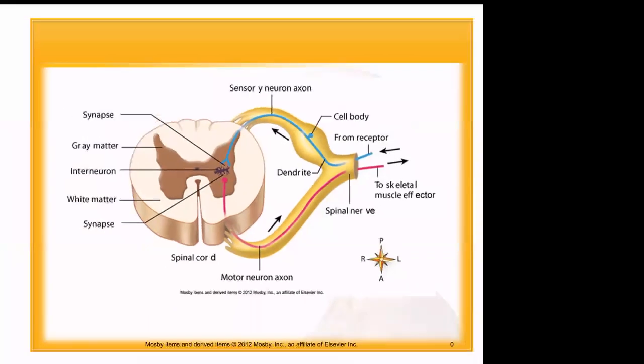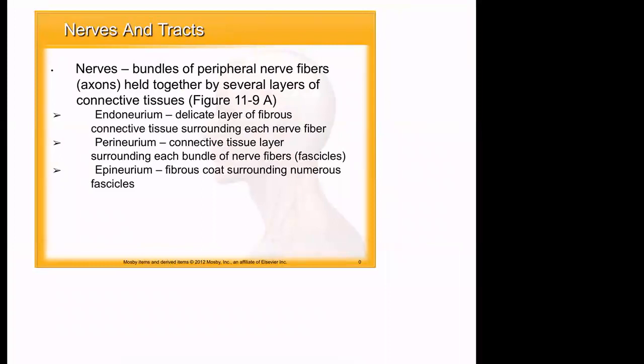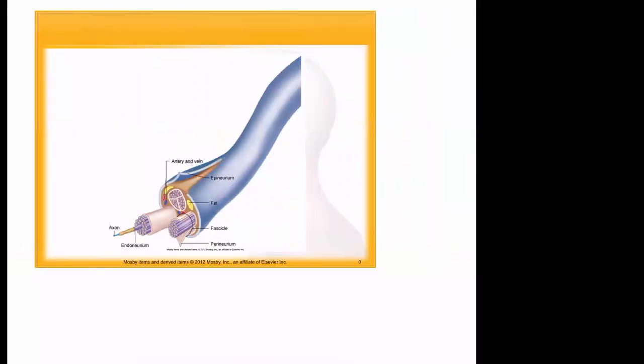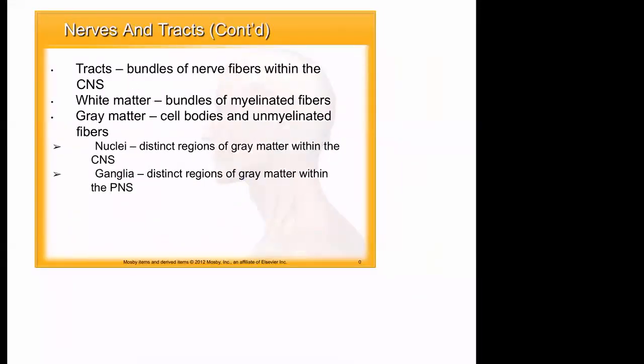That will make sense maybe a little bit later. Okay, so we talked about nerves and how they are a bunch of neurons all in a line and then all sort of wrapped together. I'm not going to talk about the different layers around it because that is a lot more detail than is necessary.